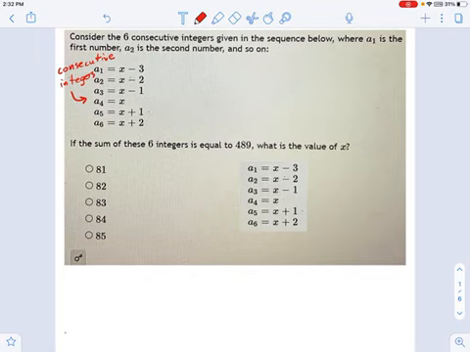So let's take a look over here. I've got these 6 consecutive integers. That's what they're called, which means they could be like 4, 5, 6, 7, 8, 9, or 12, 13, 14, 15, and so on. They're just numbers that are next to each other. And we're asked if the sum of these 6 numbers is equal to 489, what's the value of x?